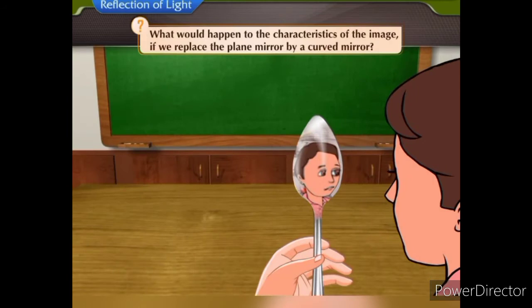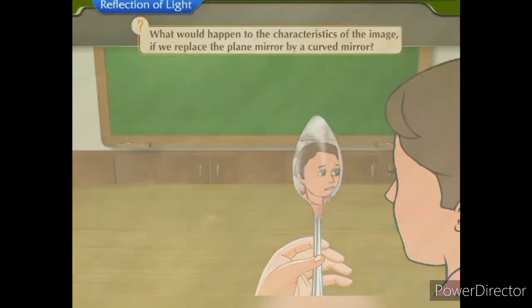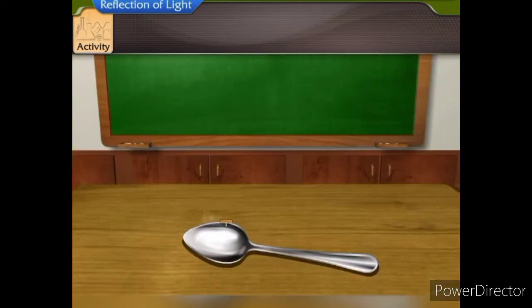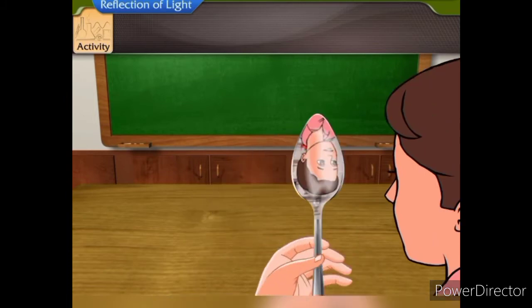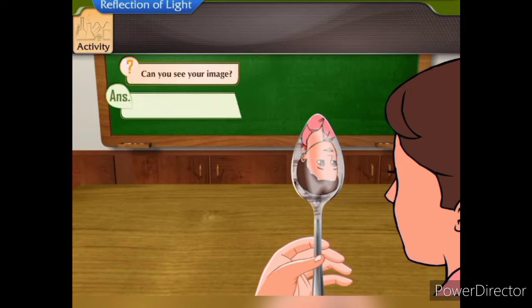What would happen to the characteristics of the image if we replace the plane mirror by a curved mirror? Let us perform an activity to find it out. Activity. Take a large, shining metal spoon. Hold its inner surface closer to your face. Can you see your image? Yes, you see an inverted image of yourself.